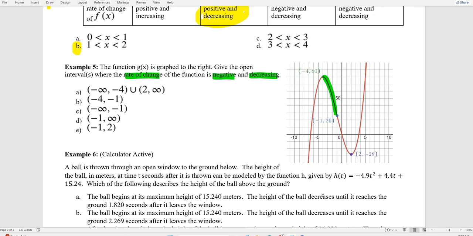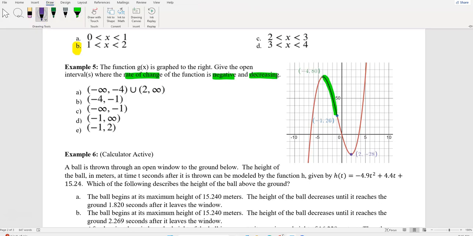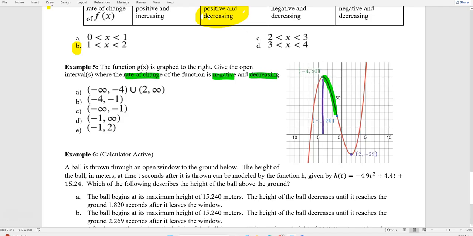So remember, whenever we're given our values for that, that is going to be from -4 to -1. And that answer choice is B. So you have to be really careful when you're reading these about whether they're asking you about the function or the rate of change of that function, because there is also a correct answer for negative and decreasing, right? But they're asking about the rate of change.